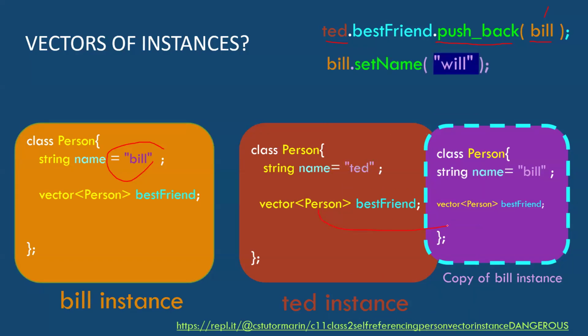But if we change the name of Bill by saying Bill.setName Will, right? Now this one over here on the left is Will, but we got a copy in Ted's best friend. So they're not linked. It's not a good situation. And generally, we wouldn't really build something like this if we wanted to support that kind of updating.